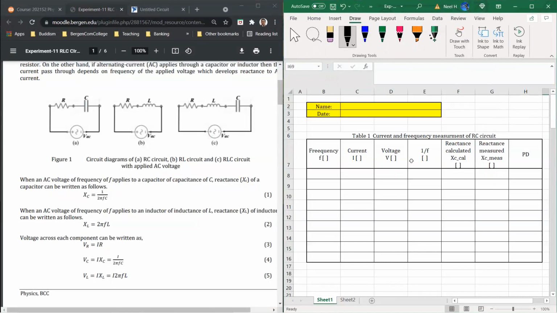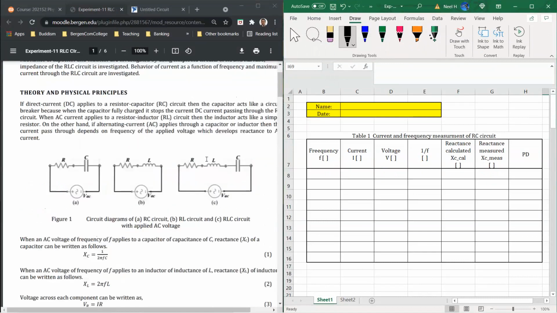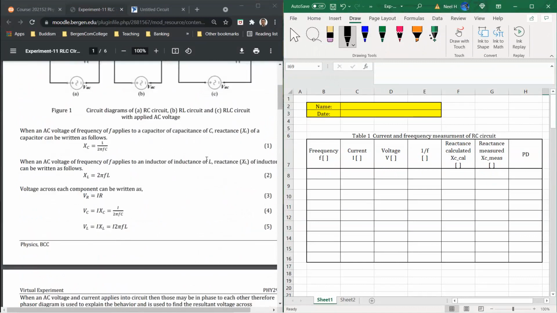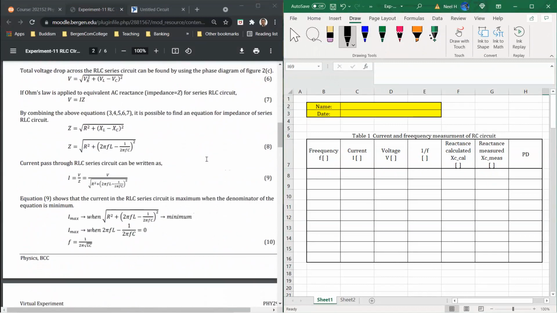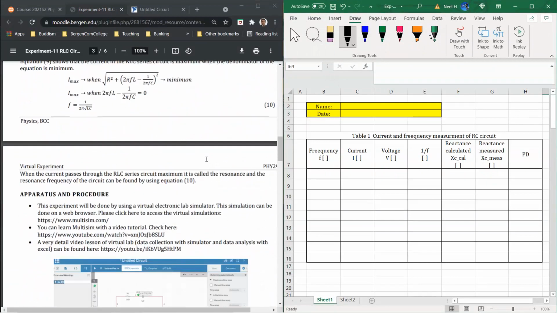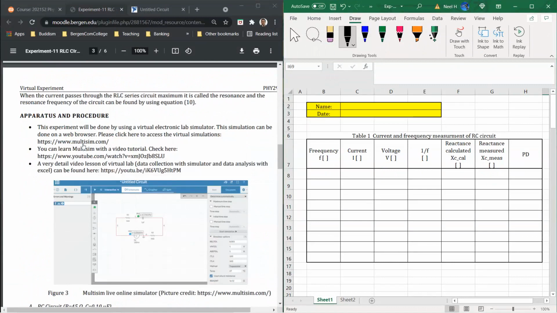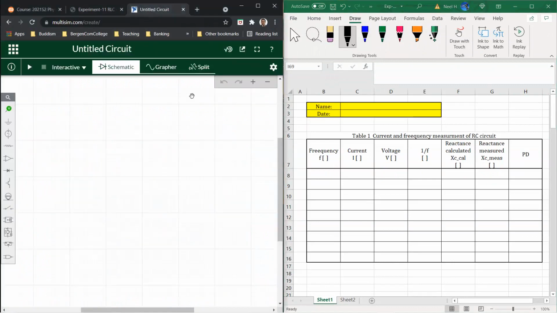It's a fairly easy experiment since we used the simulator earlier. I think the use of the simulator should not be a problem at all. Then we'll continue into the simulator part. So that's the same Multisim simulator, you have to log in. If you remember the last login detail, just use the same.